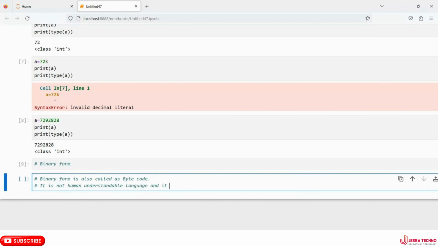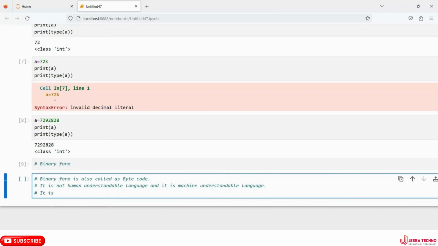It is machine understandable language. And also here it is accepting or having only two values. What are the two values? 0 comma 1. Yes, exactly, 1 comma 0 or 0 comma 1. Fine. This is also called byte language.